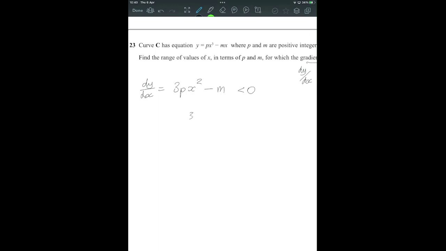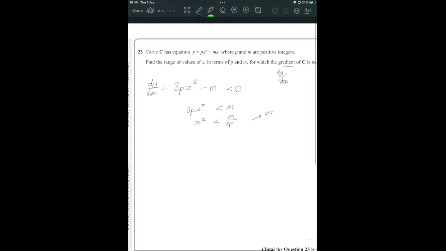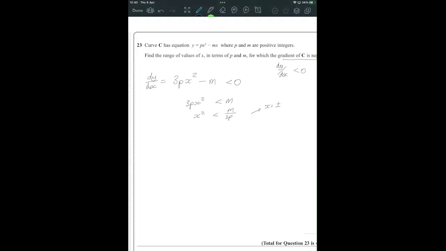Well, let's rearrange this a bit. Let's try and solve this quadratic inequality. x squared is less than m over 3p. And this is where we need to be very careful. When we square root, we get plus or minus. So our critical values, the values at the edge, are plus or minus root m over 3p.